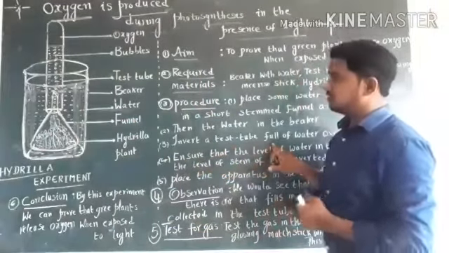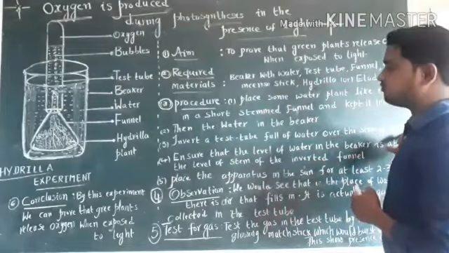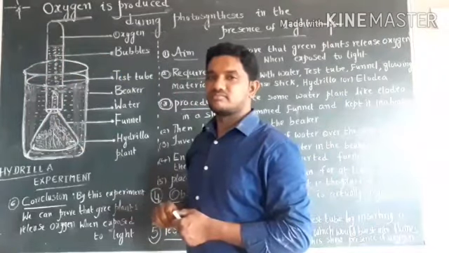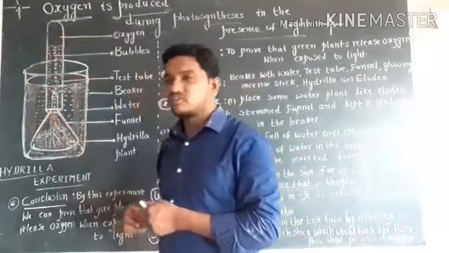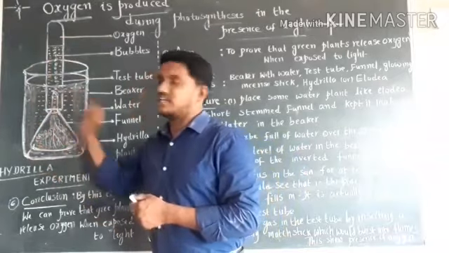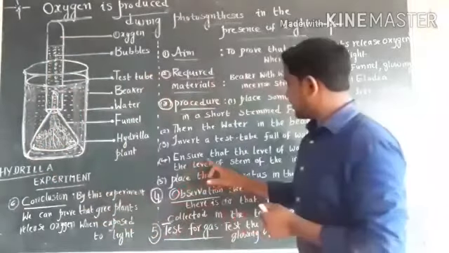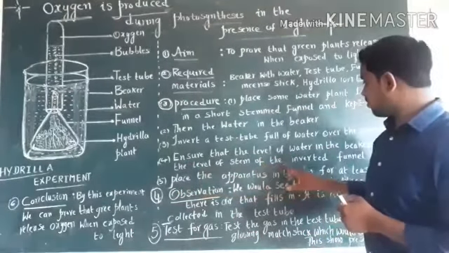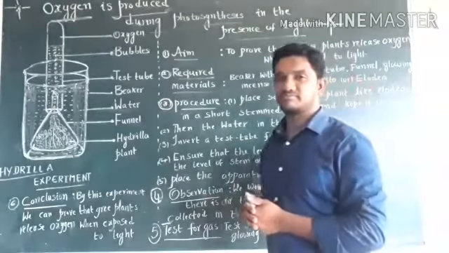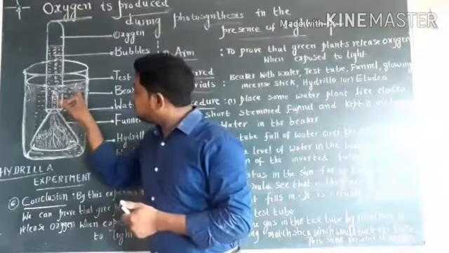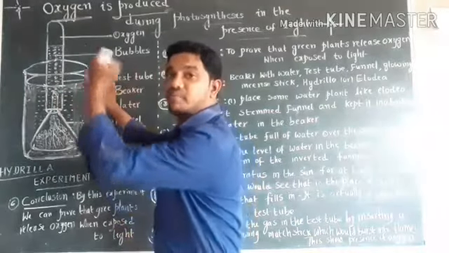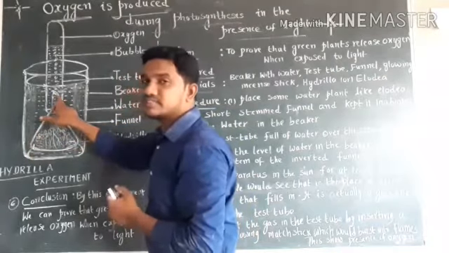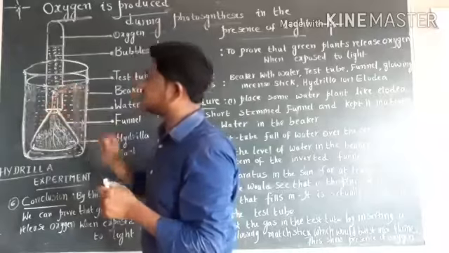Then place an inverted test tube full of water over the stem of the funnel. This is the test tube, inverted over the short stem of the funnel. Next, ensure that the level of water in the beaker is above the level of the stem of the inverted funnel. The level of the water in the beaker is above the short stem of the funnel.